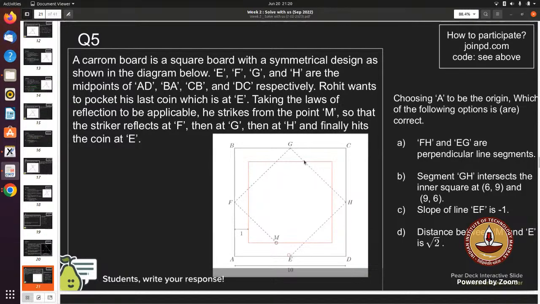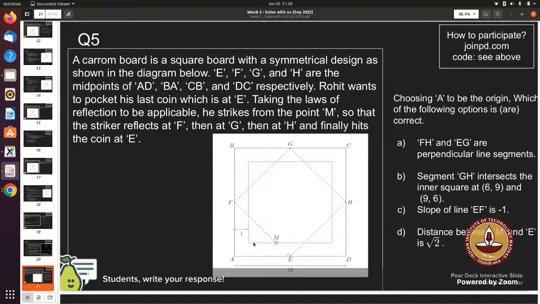Now, what is this inner side, this red line? What is the equation of this red line? This is y equal to 9, this is x equal to 9, this is y equal to 1 and this is x equal to 1. This is what we got, the equations of the 4 red lines. Is it clear to everyone?